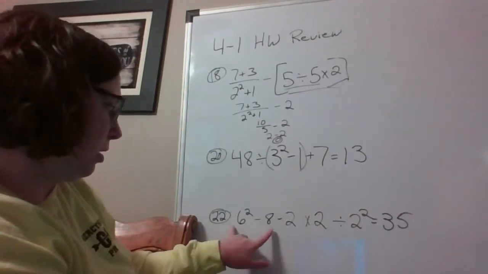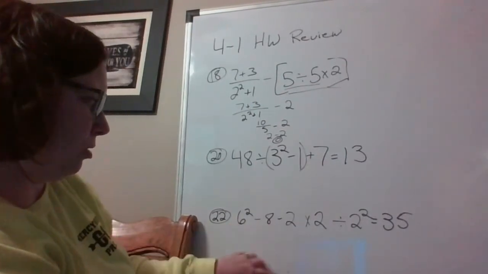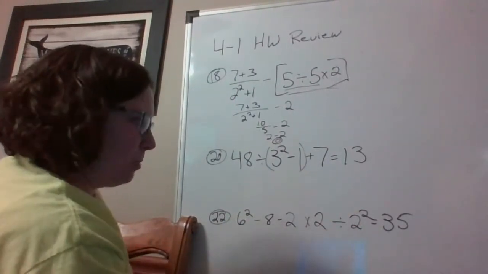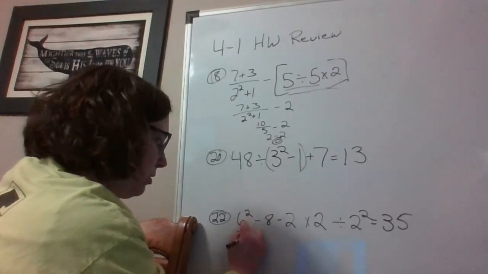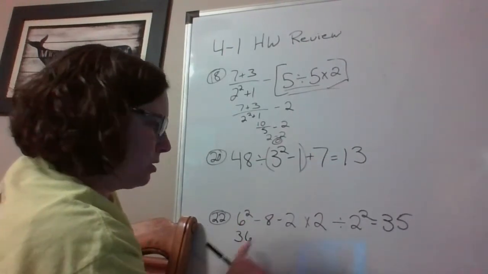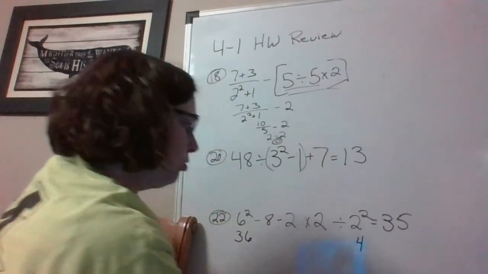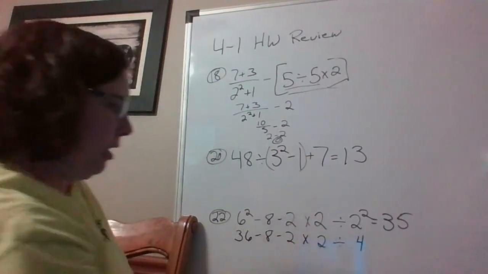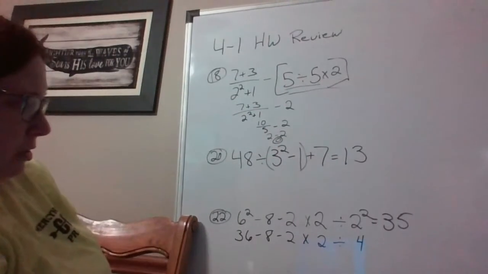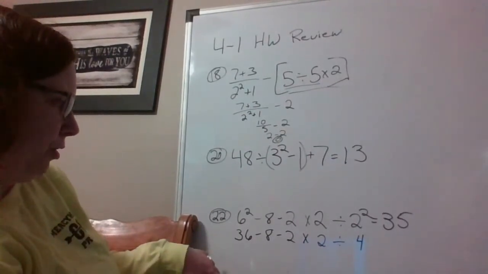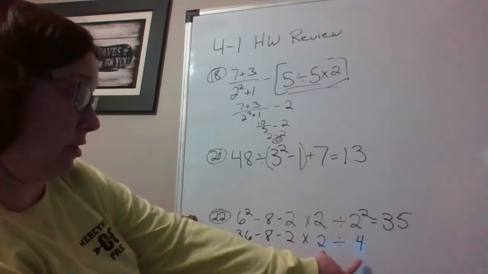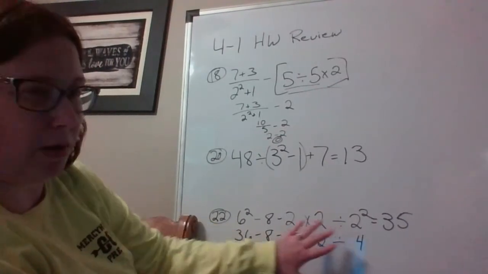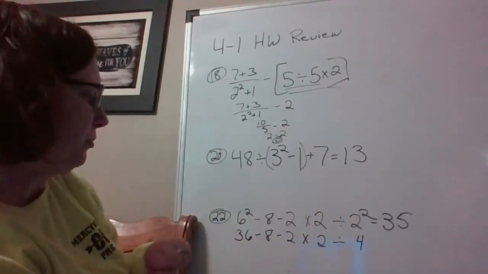Number 22, oh, there's a lot going on in this one. You know what I'm going to do is go ahead and square these because we know that needs to happen. So this one would be 36. 6 times 6 is 36. Over here, 2 times 2 would be 4. Then bring everything else down. And then it should be easier to figure out where these parentheses need to go. So if we think about this, 2 divided by 4, that would be 1/2, which I'm going to guess isn't where they're going on this one.